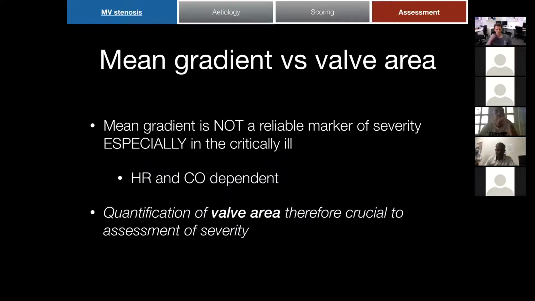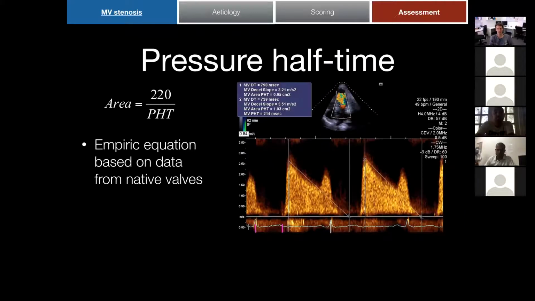Okay, so the mean gradient is not a reliable marker of severity because it's heart rate and cardiac output dependent. Therefore, absolutely, we've got to go and try and quantify it with other methods. So this is the pressure half time. You take 220 divided by your pressure half time, and you can get an idea of what the valve area is. Lewis, this has been validated in multiple patients before based on cath.